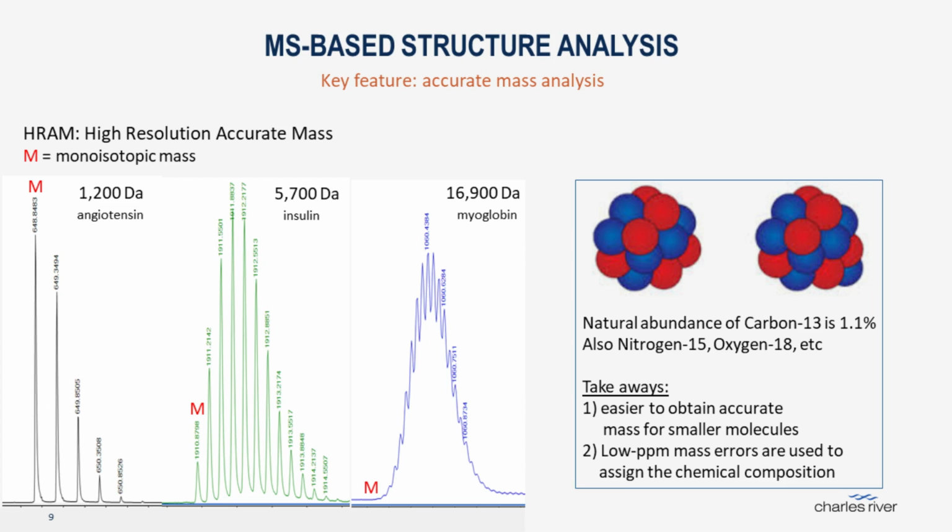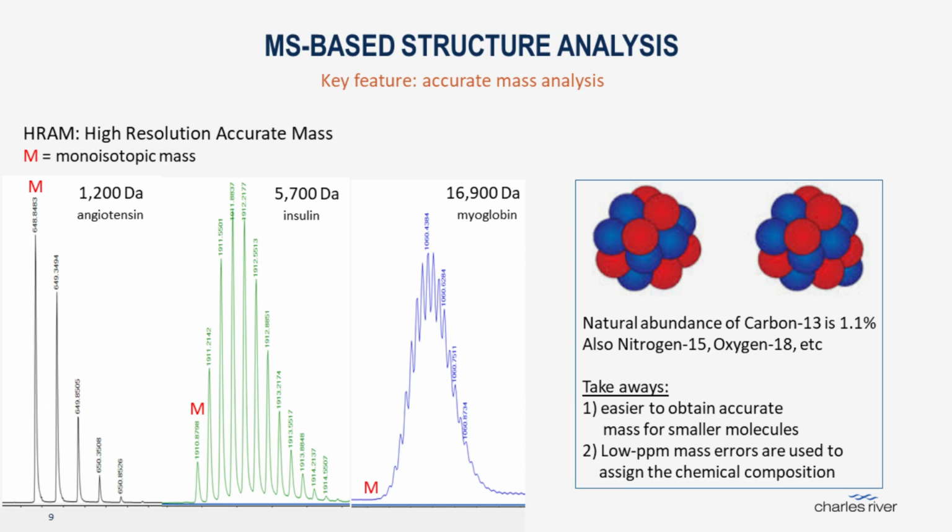Now, as you move to the center diagram showing insulin, this is at almost around 6,000. You can see that the monoisotopic mass, the intensity of that is going down quite a bit. And of course, the reason for that is that now every one of these molecules is going to have carbon 13 and other isotopes. And so it makes it a little bit harder to get an accurate mass. You can also see how the resolution of the mass spectrometer is starting to fade a little bit, because the molecule itself is quite a bit larger and the instrument is not able to really provide that resolution.